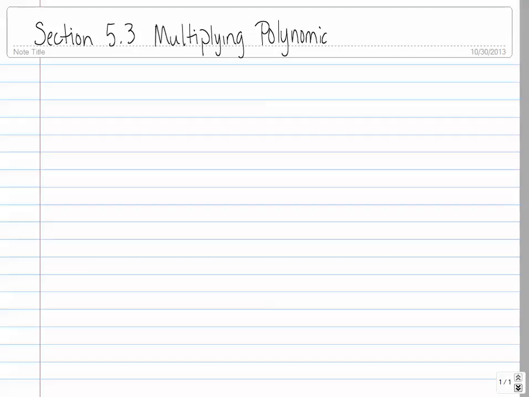All right, today we're going to go over section 5.3, which is on multiplying polynomials. Okay, and we're going to start with multiplying a monomial times another monomial.